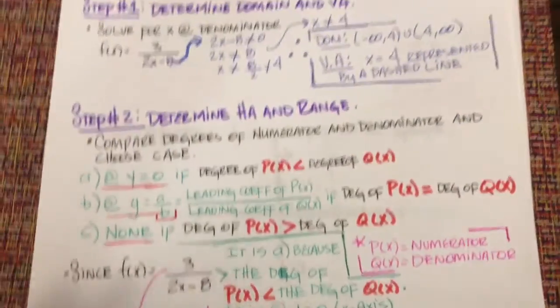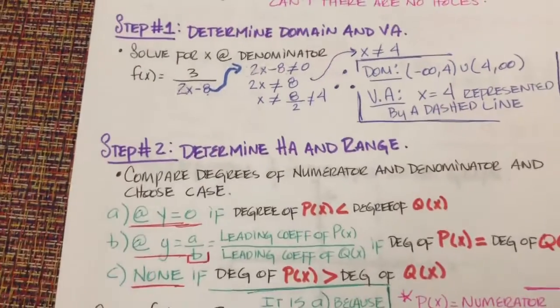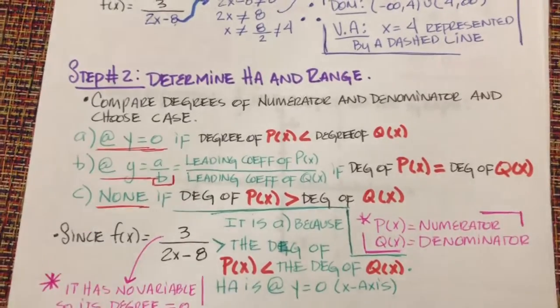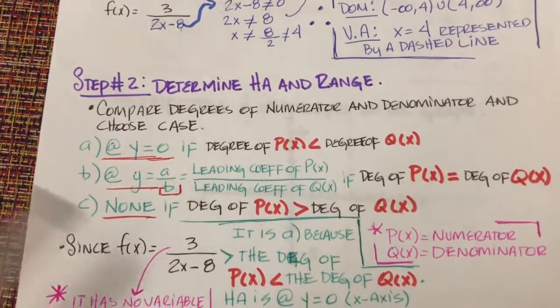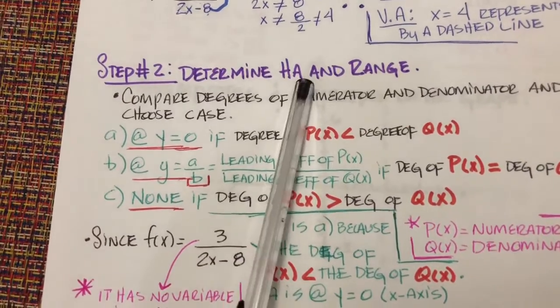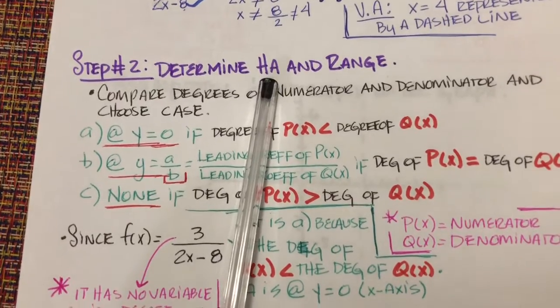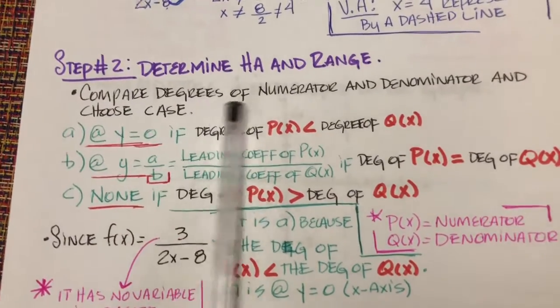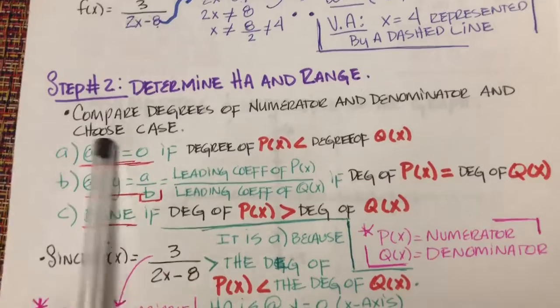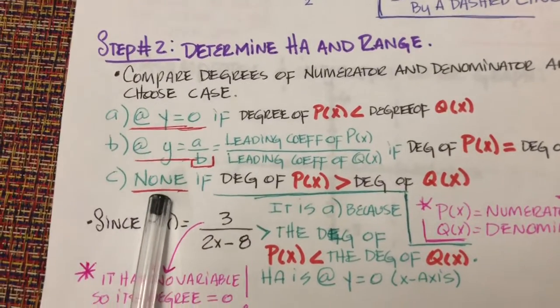Step number 2, for the same function, f of x is equal to 3 over 2x minus 8. Now I'm going to determine the horizontal asymptote and the range. Remember that the horizontal asymptote and the range are directly related. So, in order to determine the horizontal asymptote, abbreviated as HA, I'm going to compare the degrees of the numerator and the denominator and choose the case. I remember that I have 3 cases.